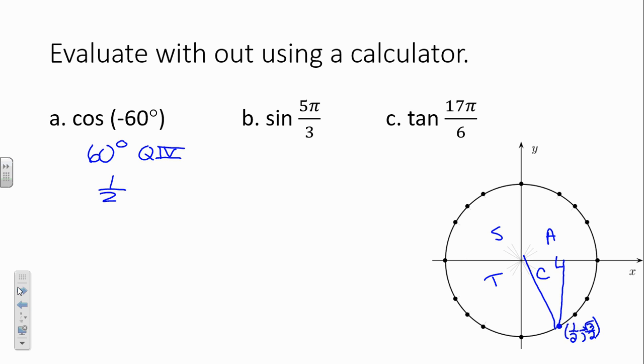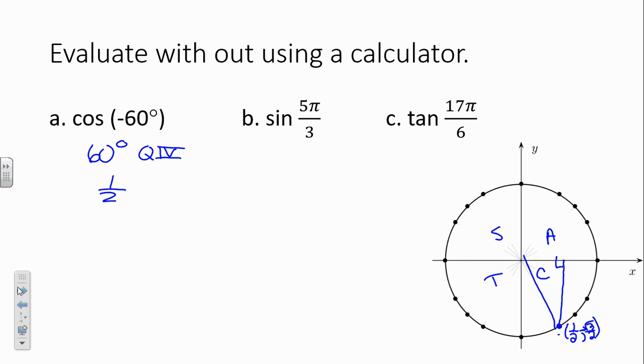X and Y's, exactly. The X is positive, the Y is negative, so the cosine is going to be positive. Okay? Showing you multiple ways, you decide what works best for your brain. Okay? That's fun.